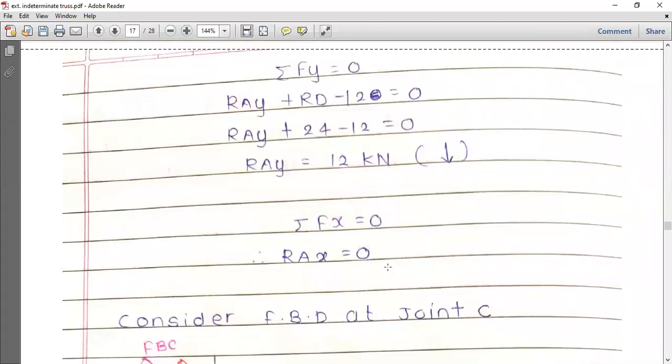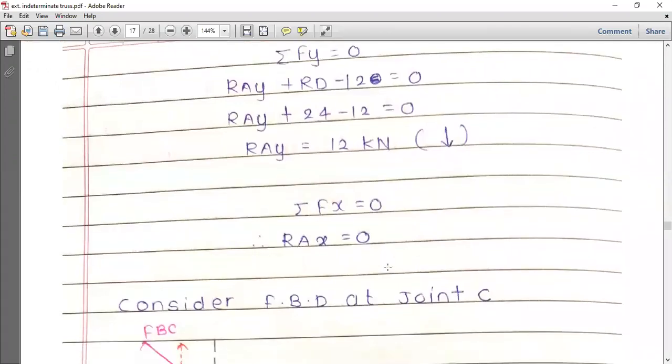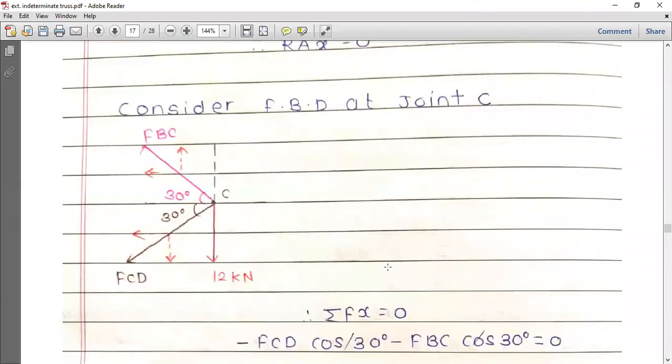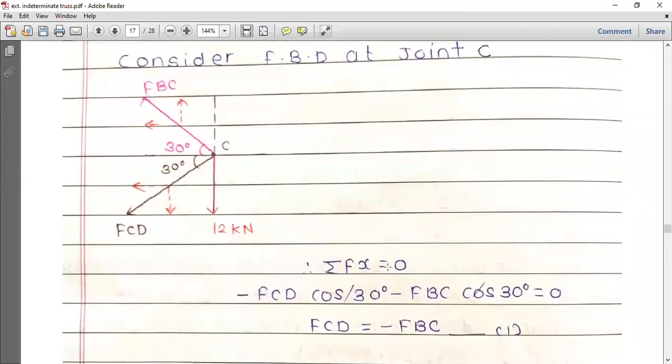Now we'll consider a free body diagram of joint C. So I have drawn here the FBD of joint C. While drawing the free body diagram, just consider all the forces meeting at that joint. Here, this 12 kilonewton force is meeting at the joint C. This FCD and FBC are also meeting at the joint C. I show only this much part, which means we are drawing the FBD of joint C.